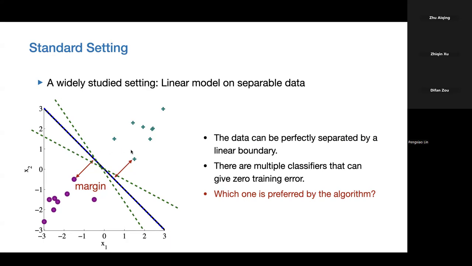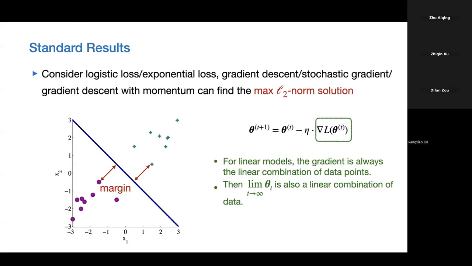So this means that there are multiple classifiers that can give you zero training error. This also gives us a possible class of candidates we can work on to see which candidate will be found by the algorithm. So this is the goal of studying implicit bias in this standard setting.